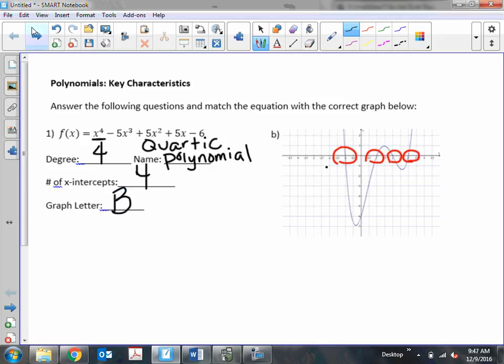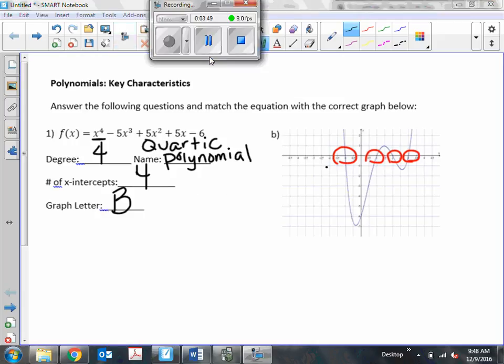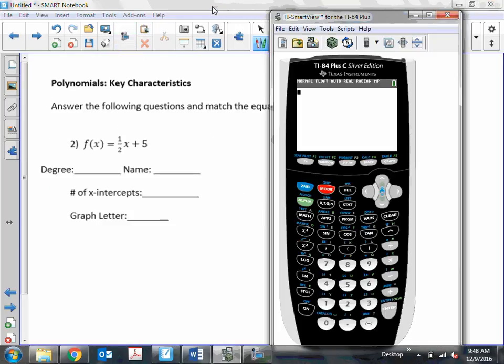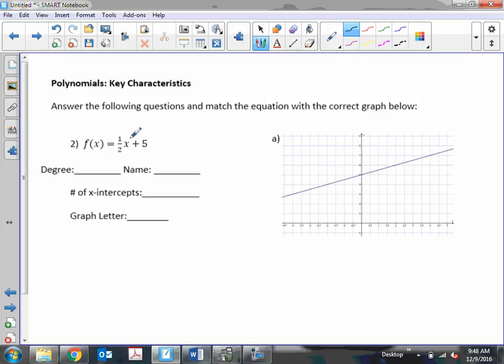So let's practice again with another one. So if we take a look at this one, same thing that we want to do. First thing we want to do is identify the number of degrees it has, and then give it a name, and then graph it and find the number of x-intercepts. Well, this is f of x equals 1/2 x plus 5.